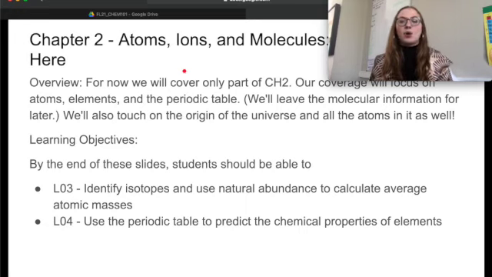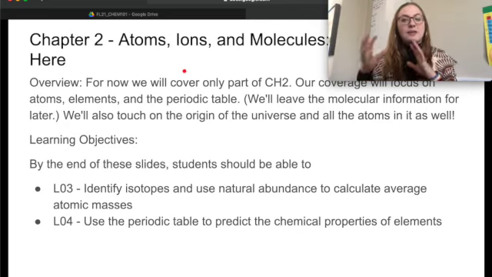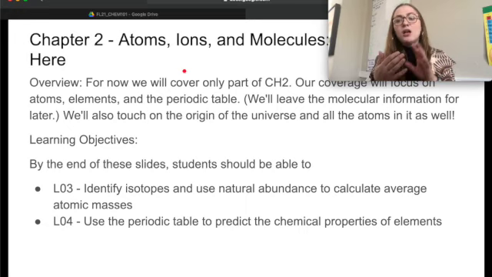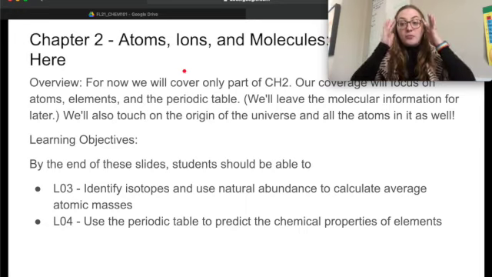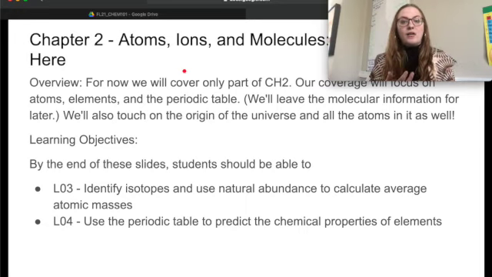But for this part of Chapter 2, we're going to talk about the periodic table, why it's arranged the way that it is, kind of where all of this information comes from. Talking about different information you can gain from looking at the periodic table, as well as ions, what they are, and give some examples of how to figure out how many electrons are in an ion.